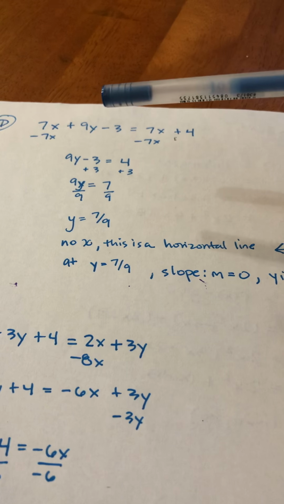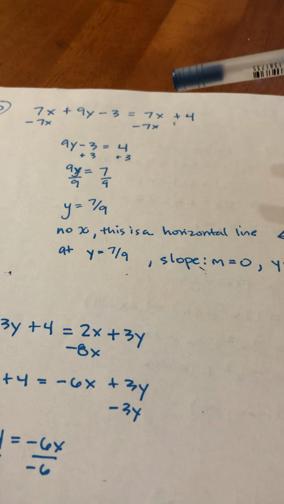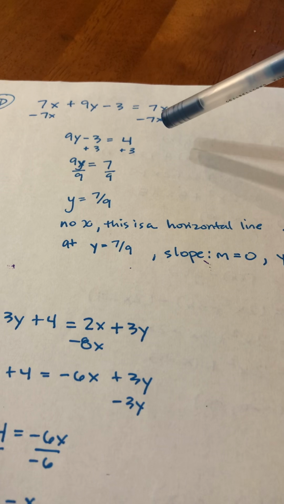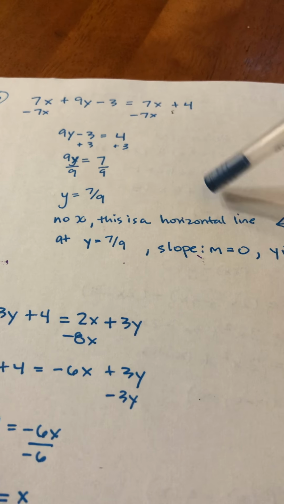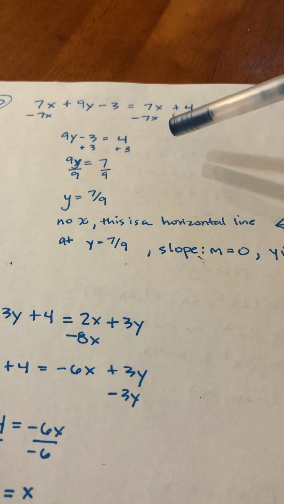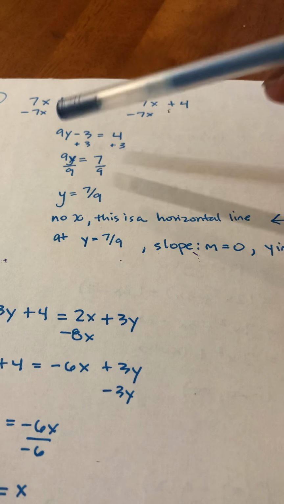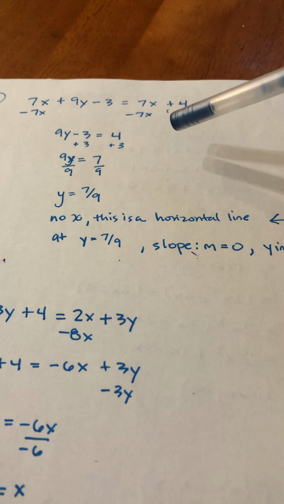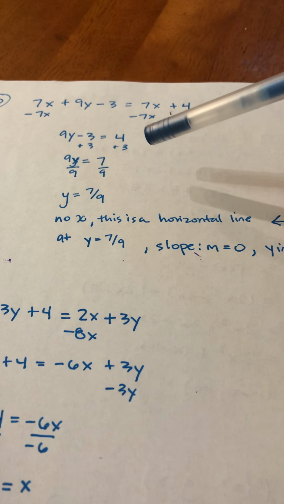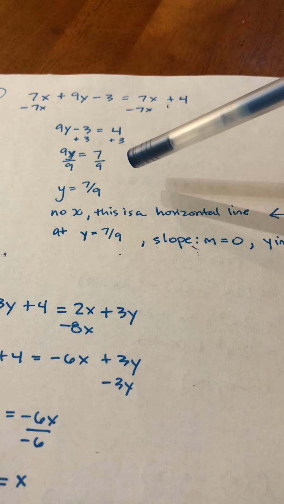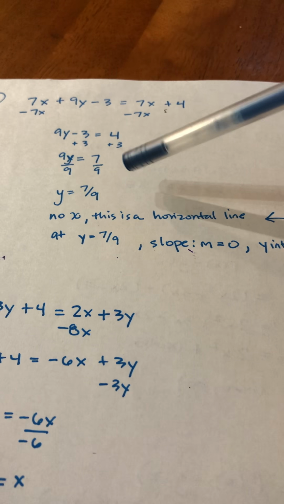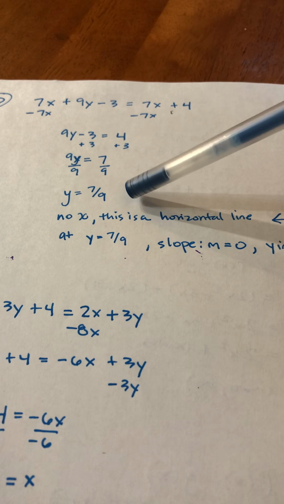If we have another example, let's say 7x plus 9y minus 3 is equal to 7x plus 4. Again, it's not in slope-intercept form, so I'm going to go ahead and put it in slope-intercept form. I subtracted the 7x from both sides. When I did that, though, all of the x's ended up canceling, which is fine. I'm going to keep going. I'm going to add 3 to both sides of the equation. So now I have 9y is equal to 7. Again, I want to solve completely for y, so I divide by 9 on both sides to get y is equal to 7 over 9.